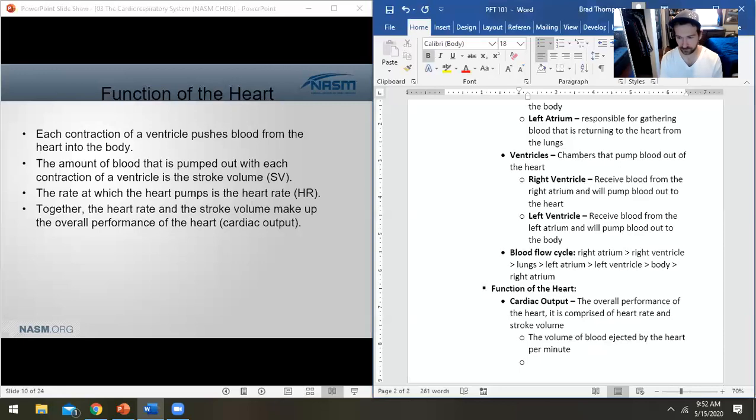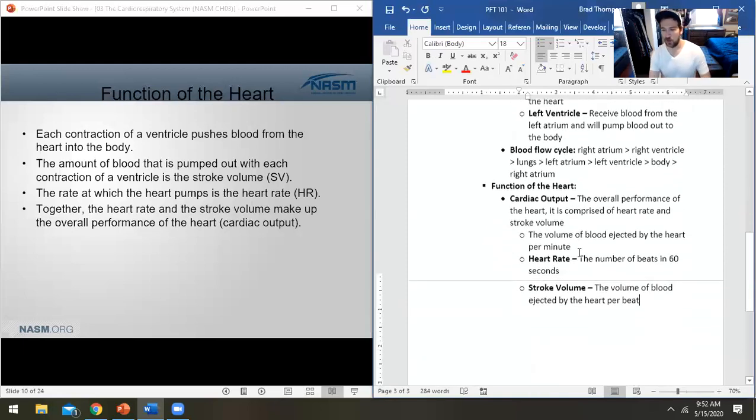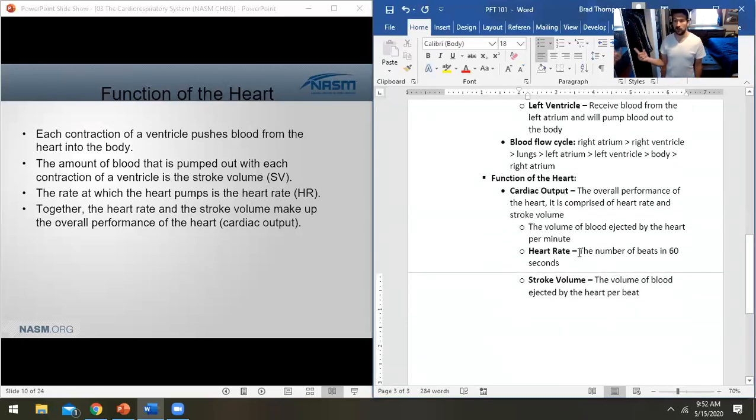Heart rate is going to be the number of beats in 60 seconds. That's how often your heart is beating, that's your actual rhythm. And then you've got stroke volume, which is the volume of blood ejected by the heart per beat. So heart rate is the number of times it's beating in one minute's time. Stroke volume is how much blood is being pumped per beat.